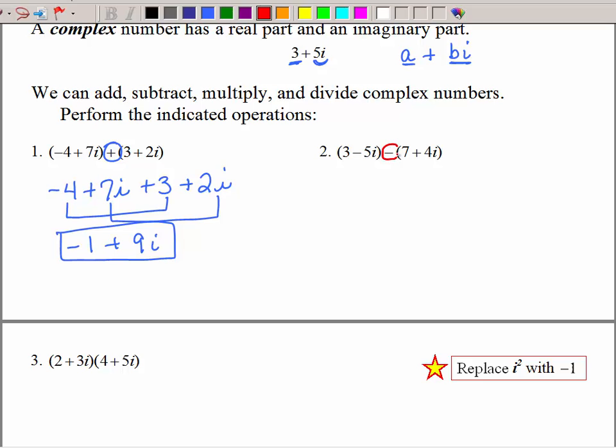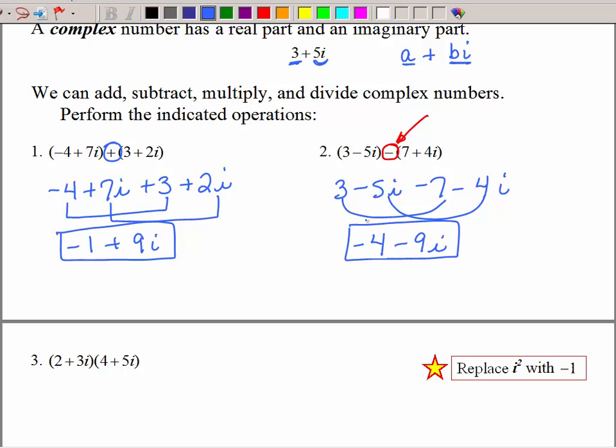What makes this difficult is a lot of students just don't see that minus sign, so we want to distribute that. And then again, we're going to collect like terms. So here's the real part, here's the imaginary part, and you're done.